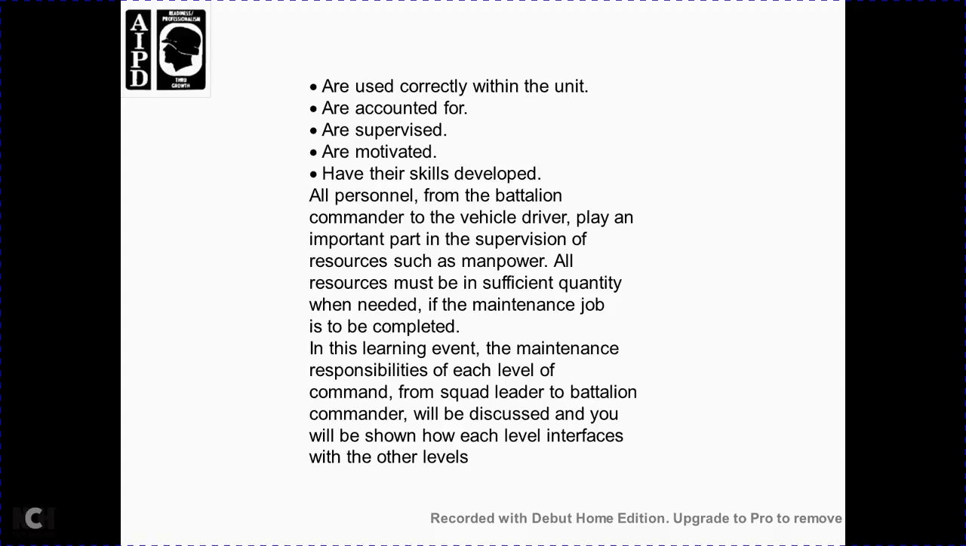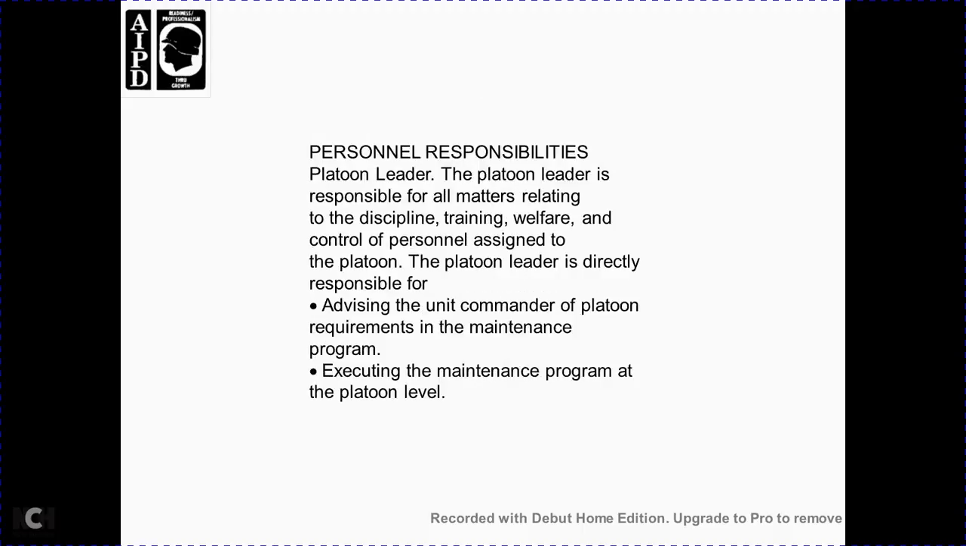In this learning event on maintenance responsibility, each level of command, from the squad leader to the battalion commander, will be discussed, and you will be shown how each level interfaces with the other levels. Personnel responsibility, platoon leader.